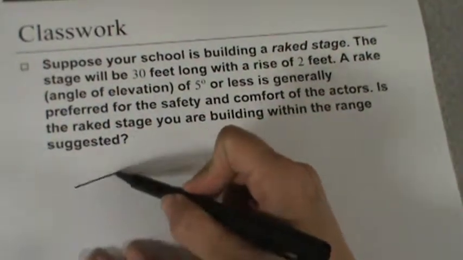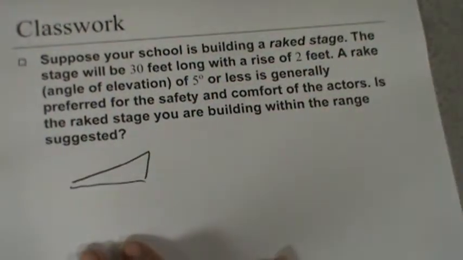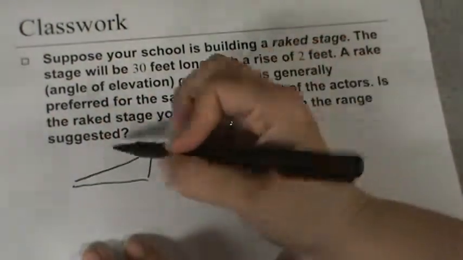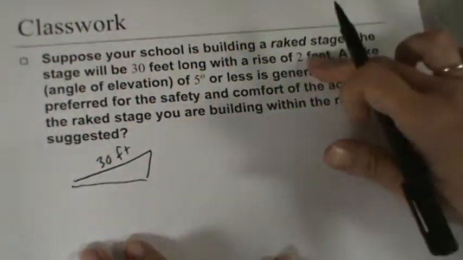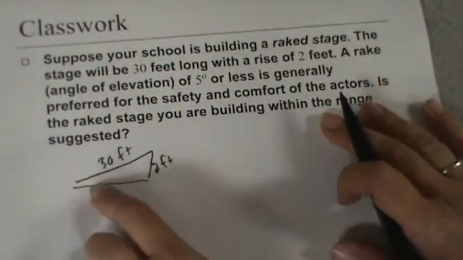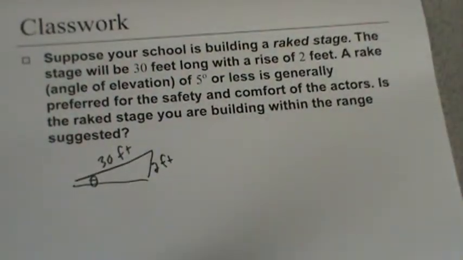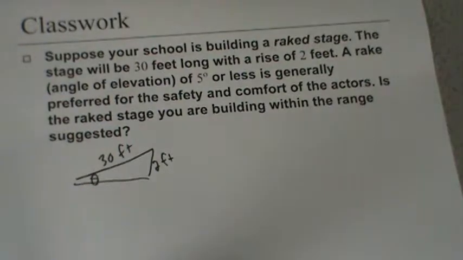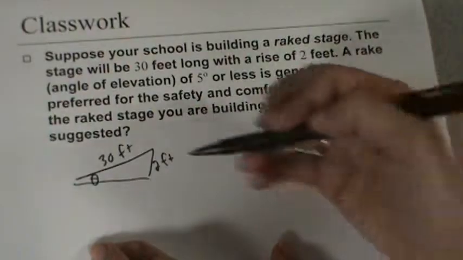So if we're going to have a drawing of the stage, basically down here at the bottom, the lowest part would be down by the audience. If it says the stage is 30 feet long, that means the actual stage here is 30 feet. We have a rise, which would be straight up, of 2 feet. We're not going to put that 5 degrees in as the angle. We're going to put theta there because we're going to find out how many degrees that this is. And then from there, the 5 degrees is going to tell me if yes, it fits the building suggestions or not. So from here, here's my angle.